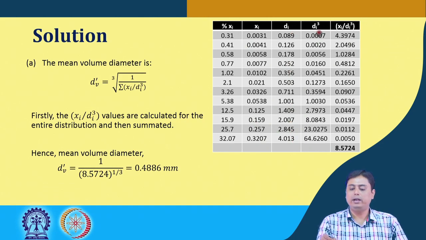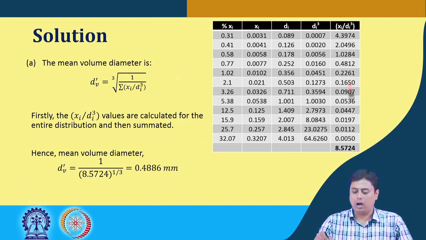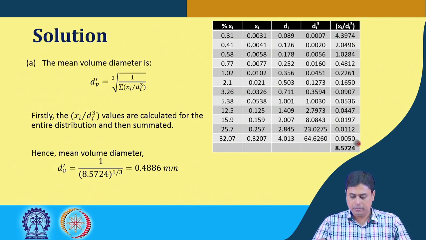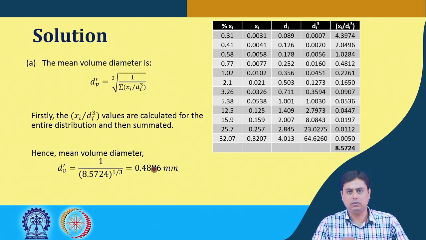So, we calculate di cube to find the x by d cube value. For all the particle sizes we find that parameter and then sum up this whole last column, which gives us the summation of xi divided by di cube. If we put this value here, we get d prime v, which is the mean volume diameter, the required answer for our case.